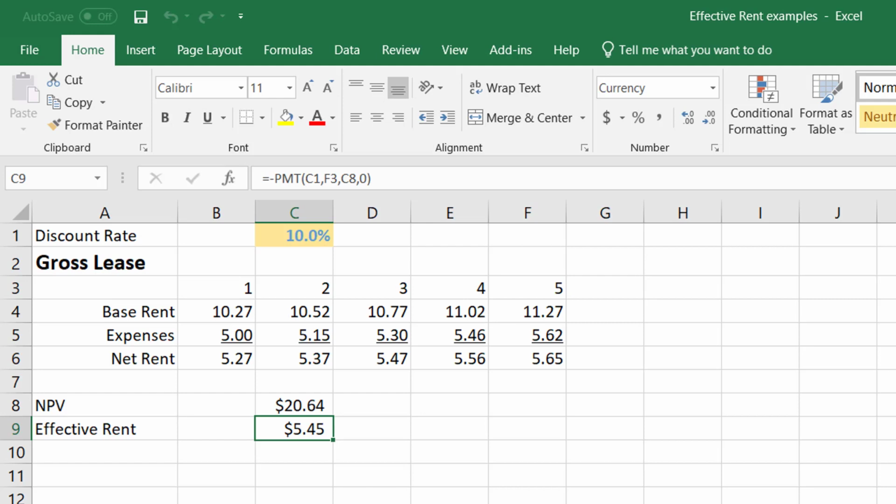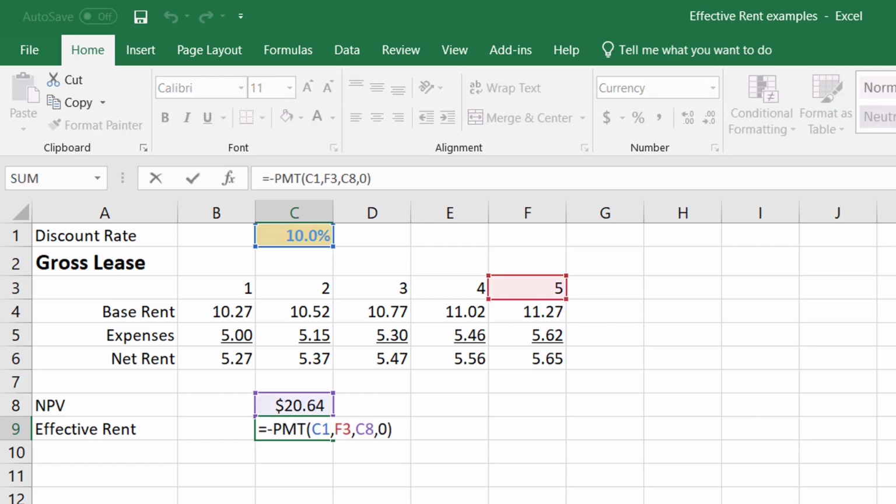And then the last step is to use the payment function. And I use the payment function to highlight all the appropriate things. So the first argument is the rate, and that's given up above in cell C1. That's the 10%. And then we've got the number of periods. That's 5. This is a 5-year lease, so it's going to be 5. The present value is the $20.64 that we just computed, the NPV. And there's no future value.